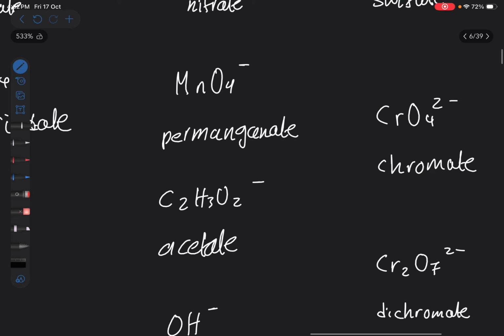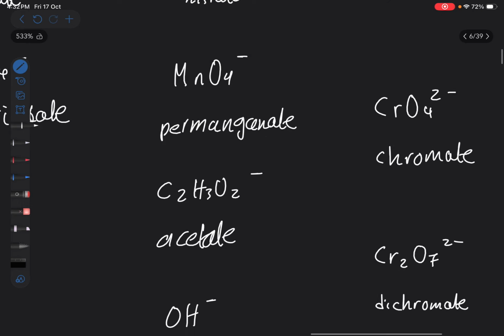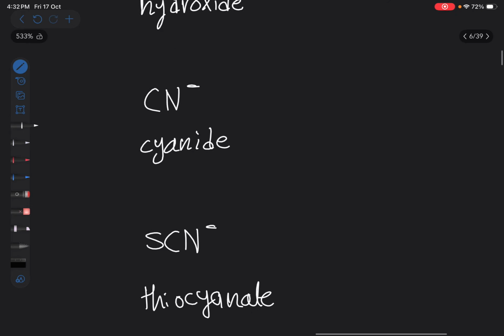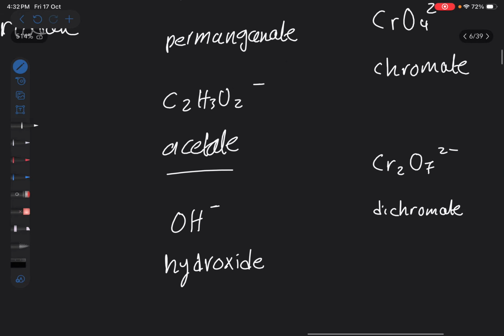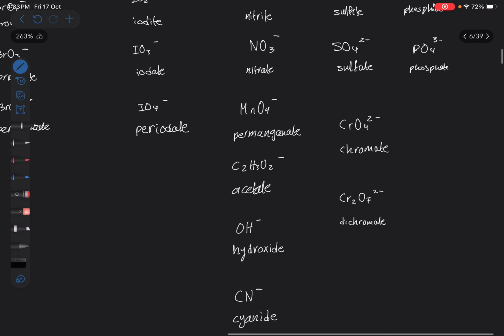Same thing, permanganate, the oxygen is 4. So permanganate, it ends with an ATE. This one, it's something that you have to memorize, it's not automatic. So yeah, let's continue.